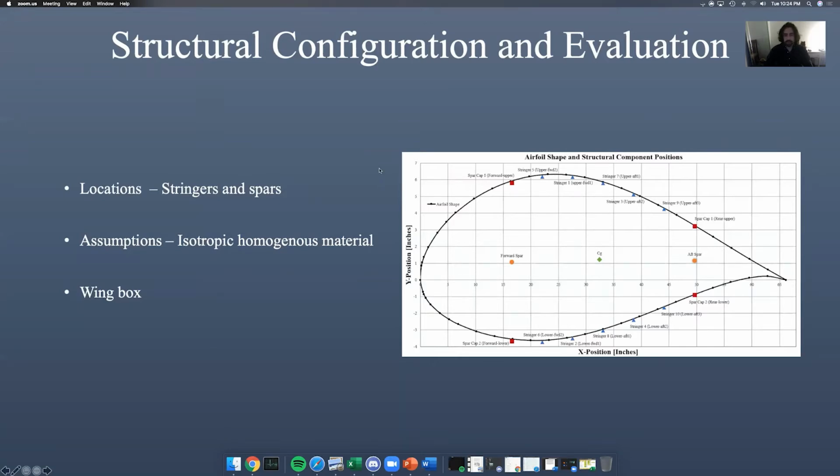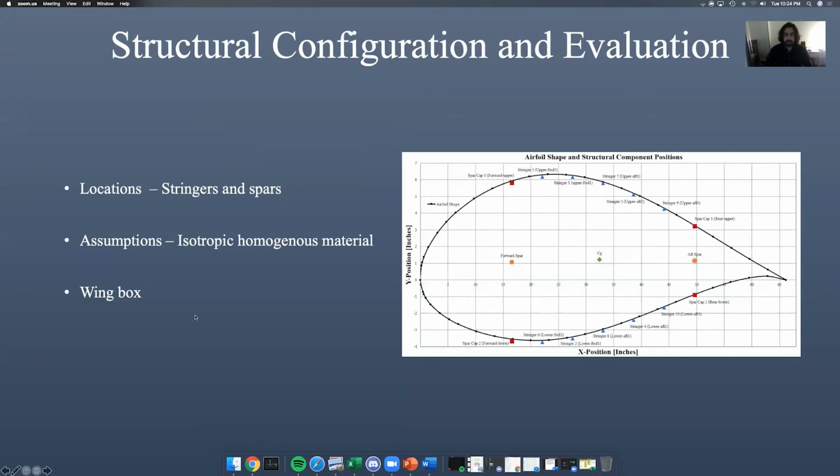Before calculations were made, some assumptions needed to be made about the material. First, we assumed that it was isotropic and homogeneous. Second, it was also assumed that the analysis required on the wing was to be conducted inside of a wing box.